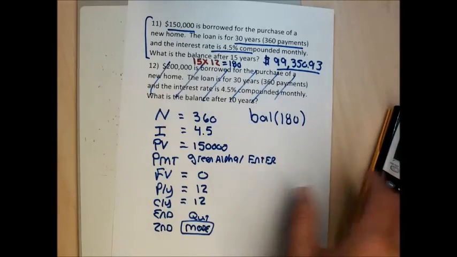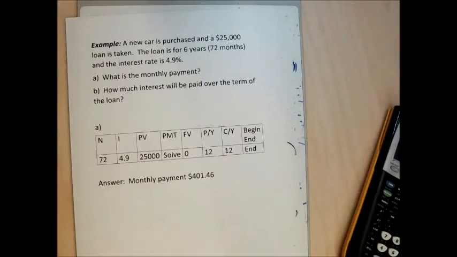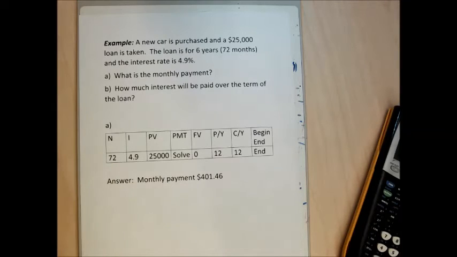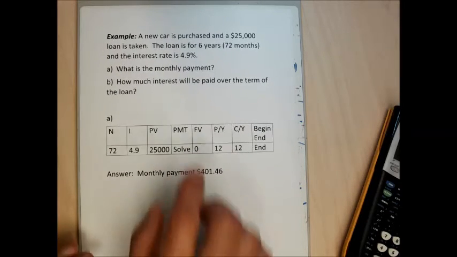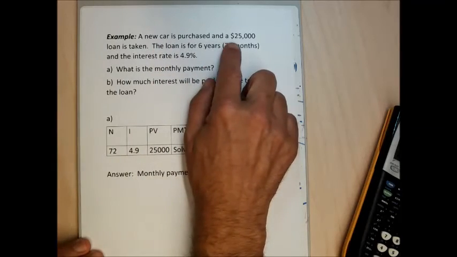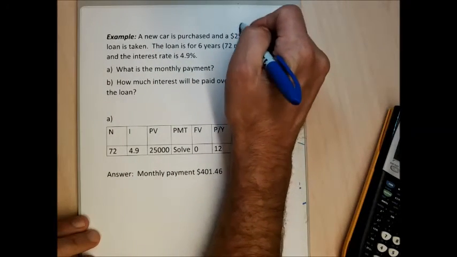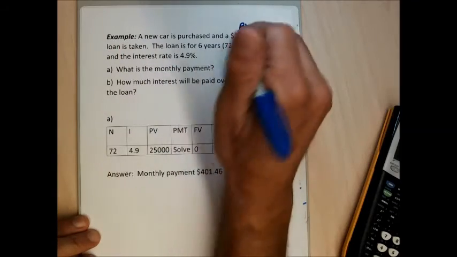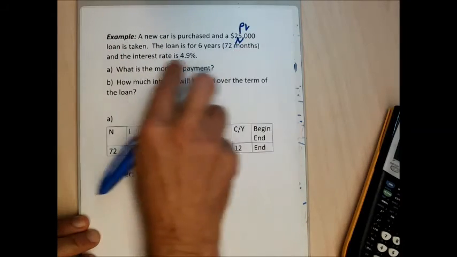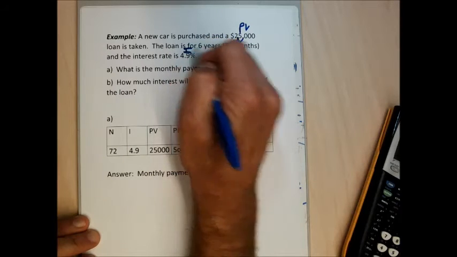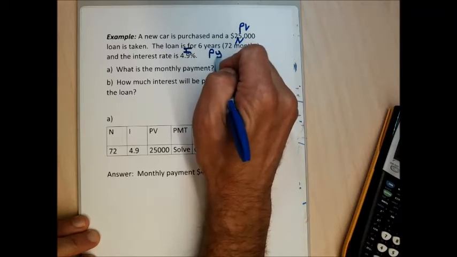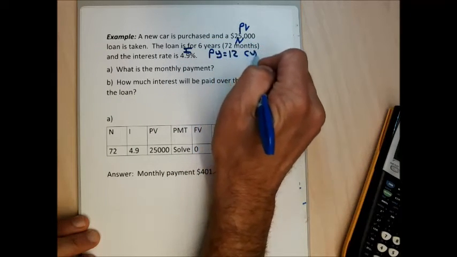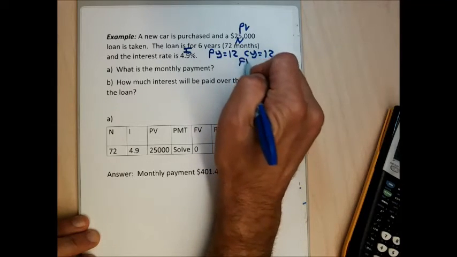One more kind of skill that we need to do in this section is to figure out how much interest we're going to pay for a car loan. So let's walk through one more example and we'll be close to the end. A new car is purchased for $25,000, the PV. The loan is taken for 6 years or 72 months, and the interest rate is 4.9%, which is the I. Of course, I'm assuming the PY, the CY is 12, and I'm assuming the FV is 0.